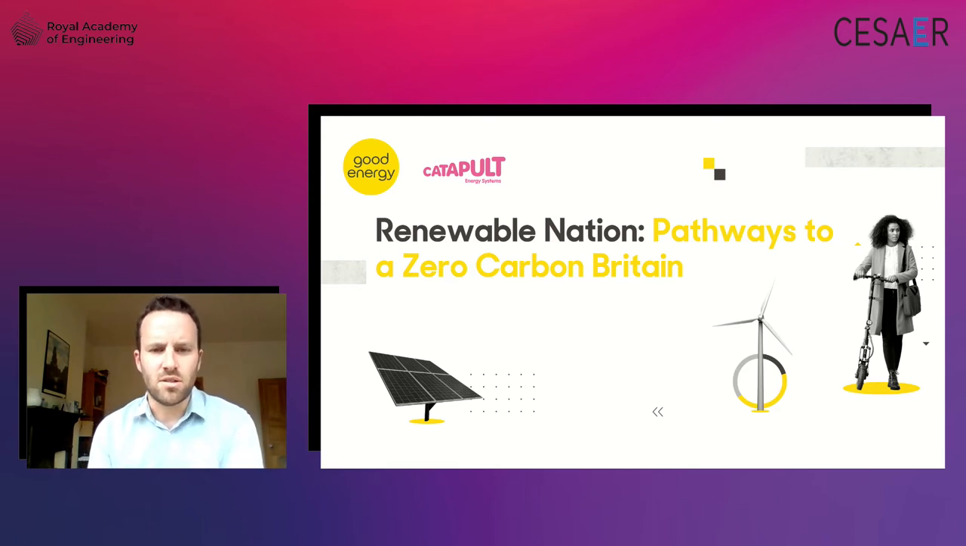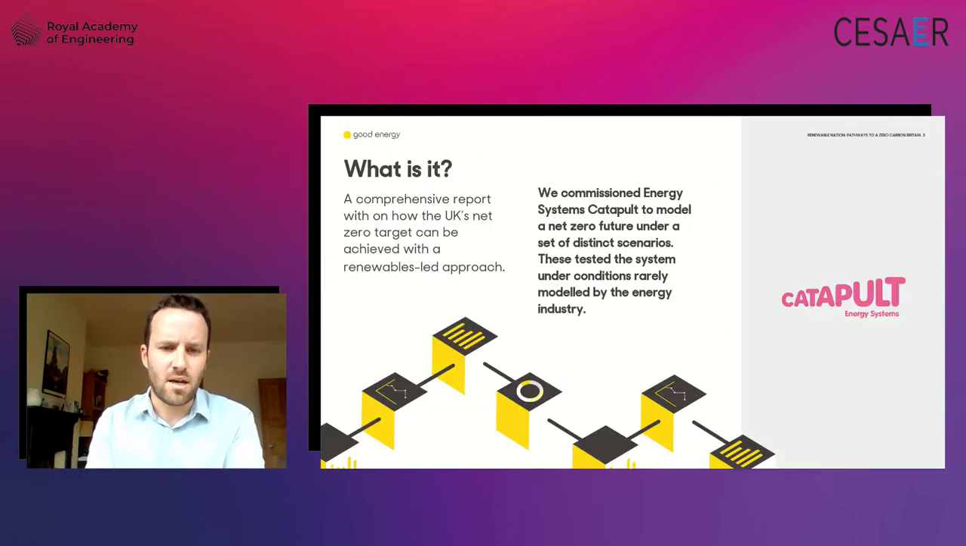So we commissioned Energy Systems Catapult to do some research into how you can reach net zero in Britain over the next 30 years. This is the name of the report: Renewable Nation, Pathways to a Zero Carbon Britain. And the next slide just illustrates a little bit more about what we did.